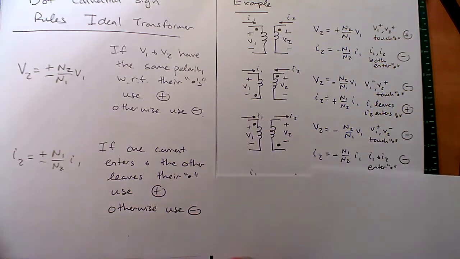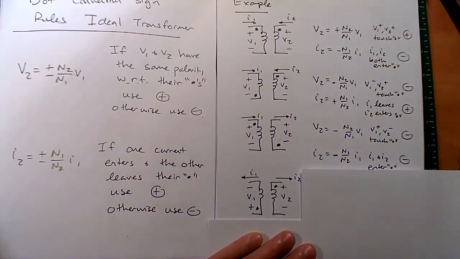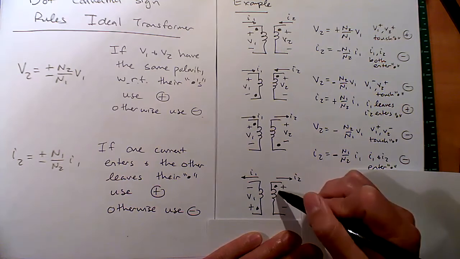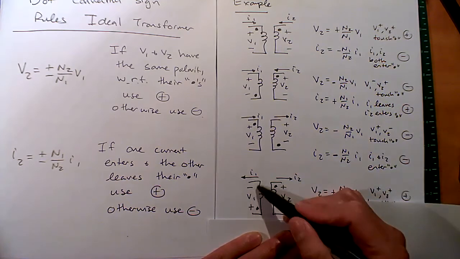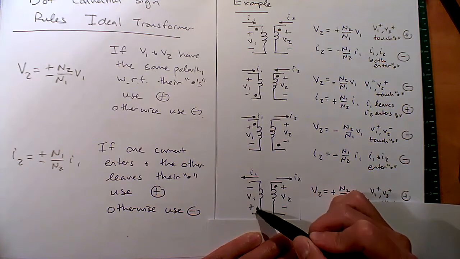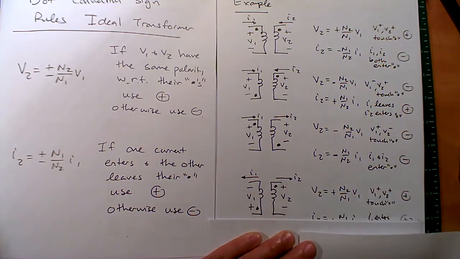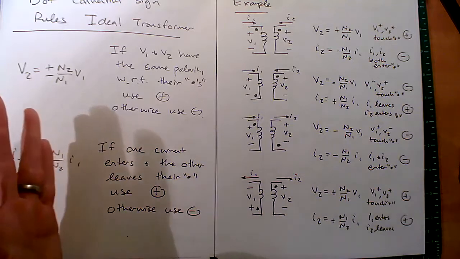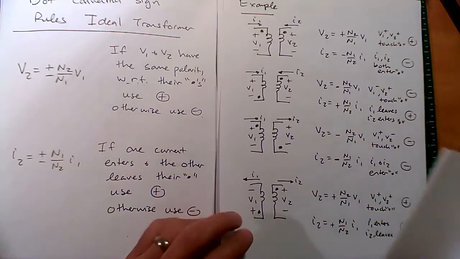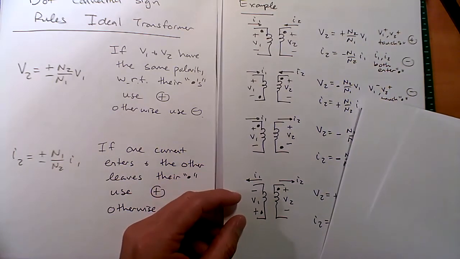Good. And let's look at this last one. If we have V1 and V2 both positive touching, that's positive, great. And what is I1 doing? I1 is entering and I2 is leaving, that's also positive. Excellent. So not too bad. It's pretty easy to use the dot convention to determine the sign.